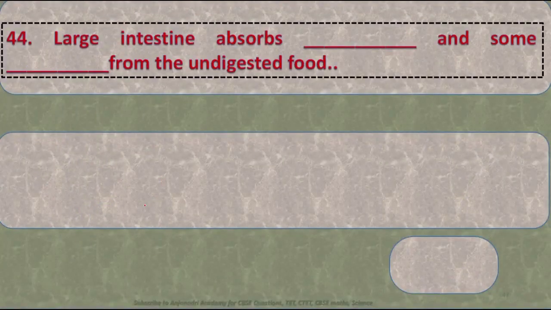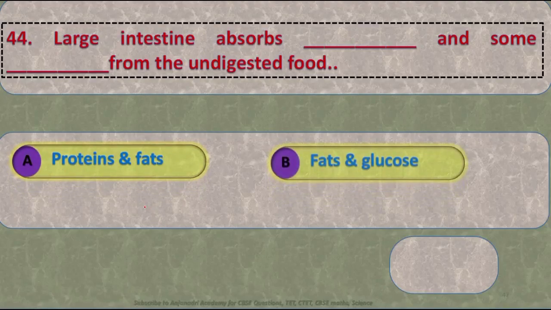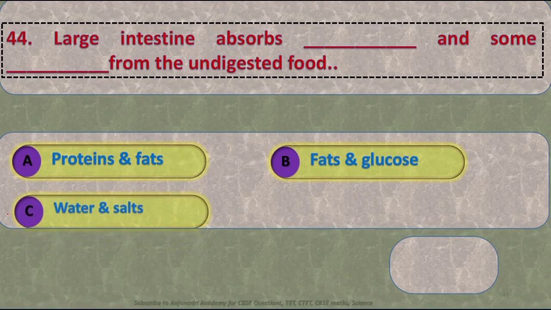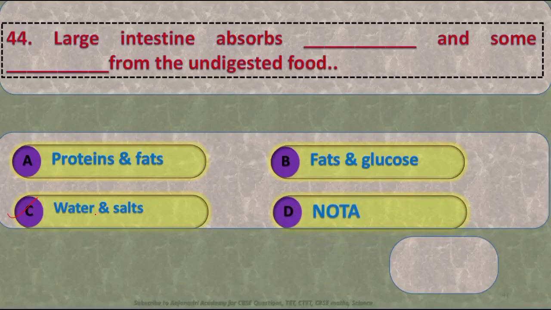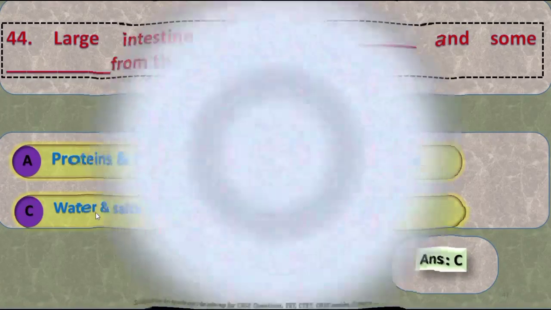Here is the next question. Large intestine absorbs dash and some dash from the undigested food, water and salts from the undigested food. Option C is the correct answer for this question. This is the main function of the large intestine.